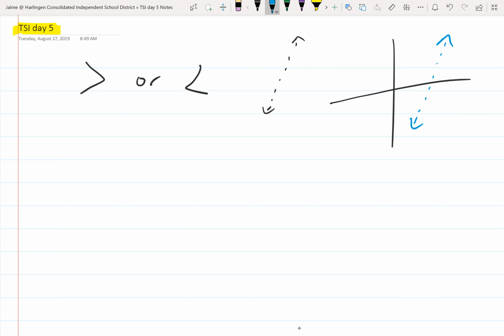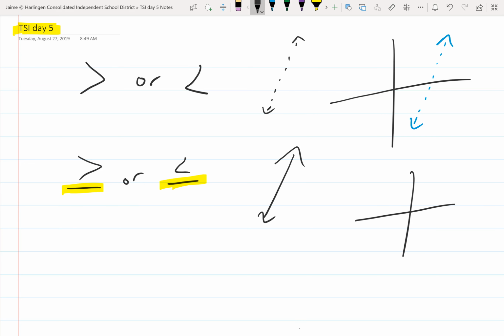Okay? If you're graphing that symbol or this symbol, that little line underneath helps you know that it's going to be a full line. Right? So if it's this symbol here or this symbol, then you would graph just a full line. Oh, there you go, a full, regular line.